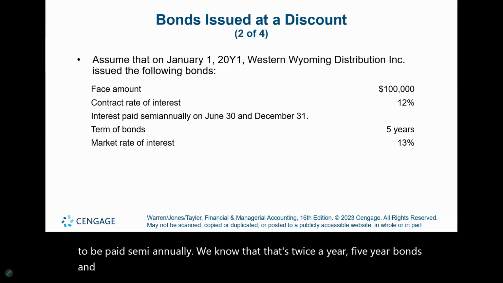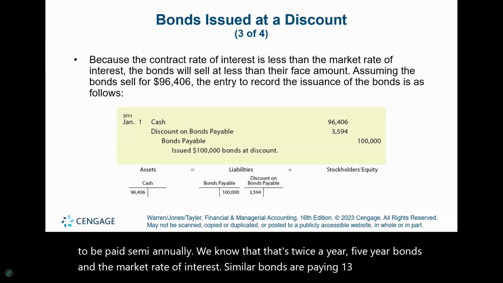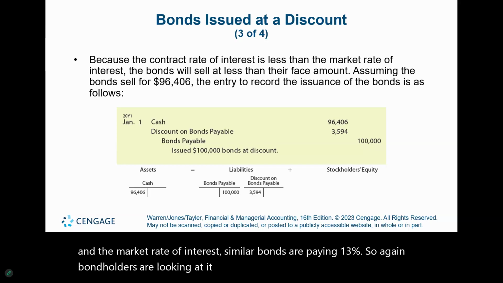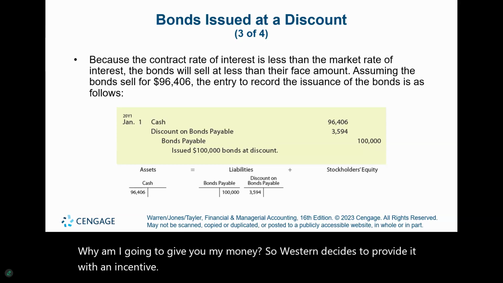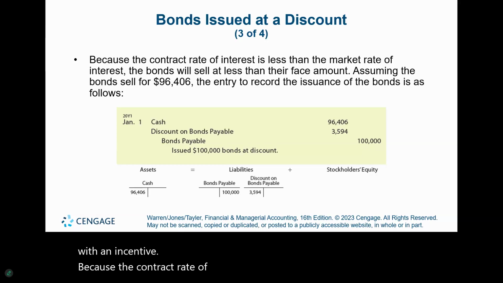And the market rate of interest, similar bonds are paying 13%. So again, bondholders are looking at it like, why am I going to give you my money? So Western decides to provide them with an incentive. Because the contract rate of interest is less, the bonds are going to sell at less than their face amount.